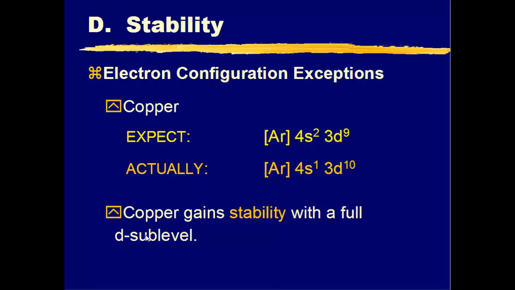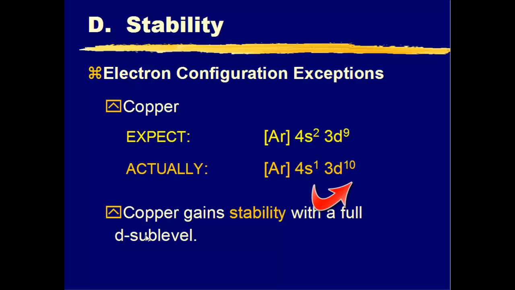Now if you go back and look at the rules for stability, there's nothing special about copper's configuration. D9 is not half full, it's not completely full. But if copper could get just one more electron in that 3d sublevel, it would be completely filled. That would add stability to copper. So what copper does is it promotes one electron from the 4s to the 3d.